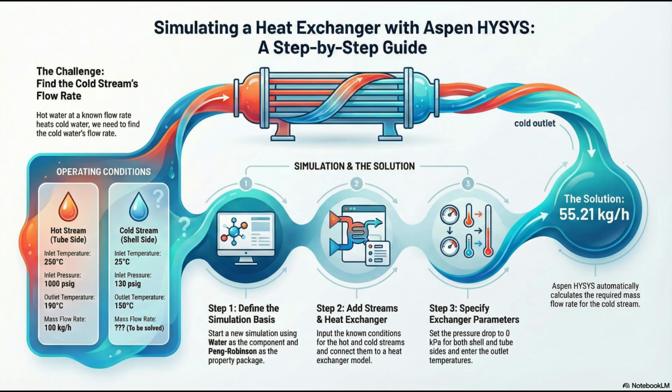In this simulation, hot water transfers heat to a colder stream, and our goal is to find the cold stream's required flow rate. After defining the basis, adding both streams, and inserting the heat exchanger, Aspen HYSYS performs the calculations. The result reveals the answer. The cold stream must flow at about 55 kilograms per hour to reach the target outlet temperature.